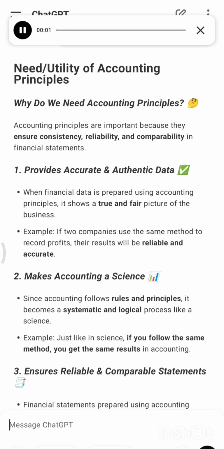Need and utility of accounting principles. Why do we need accounting principles? Accounting principles are important because they ensure consistency, reliability, and comparability in financial statements.